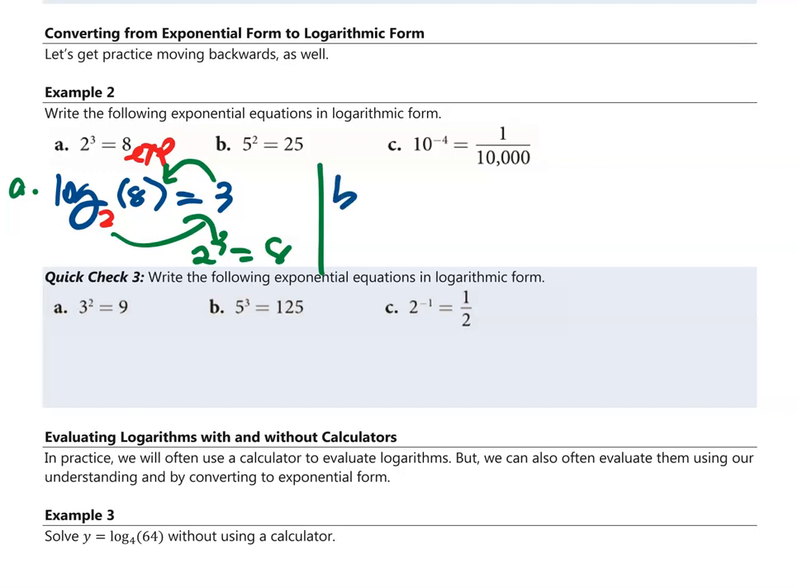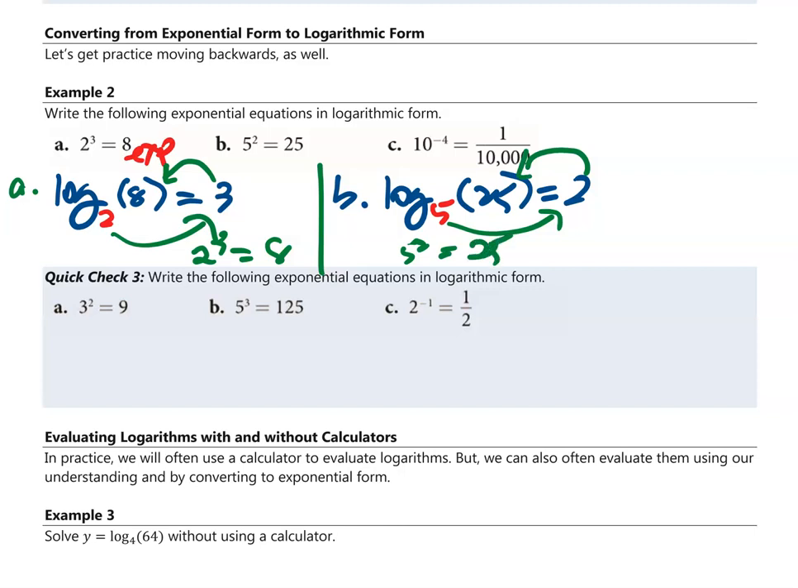Letter B. 5 squared equals 25. So log, the base is 5. So that's going to be your base here also. And the exponent is that 25 is equal to 2. And again, you can double check this. 5 squared is equal to 25.